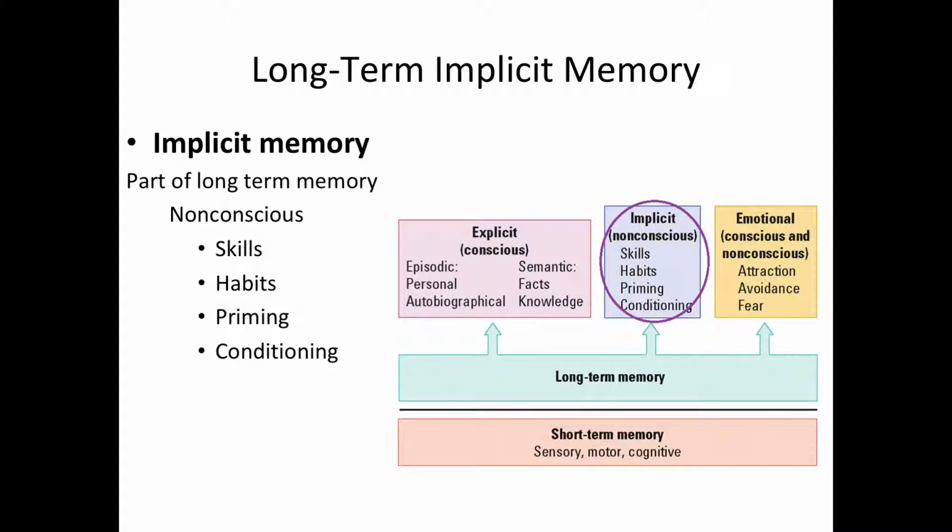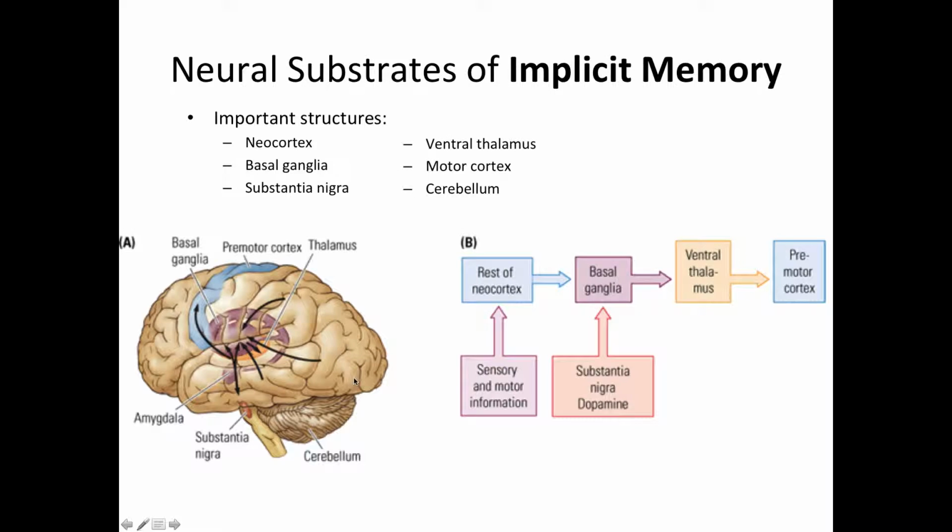So again, implicit memory is a part of long-term memory. It is non-conscious and it involves skills, habits, priming, and conditioning. Researchers have suggested that the brain circuit for implicit memory includes the entire neocortex and the basal ganglia. The basal ganglia receive projections from all regions of the neocortex, as well as from dopamine cells in the substantia nigra, and then send projections through the globus pallidus and the ventral thalamus to the premotor cortex.